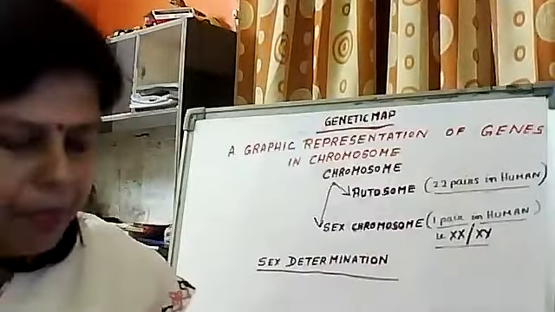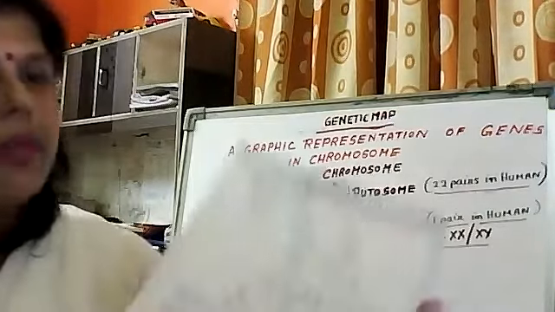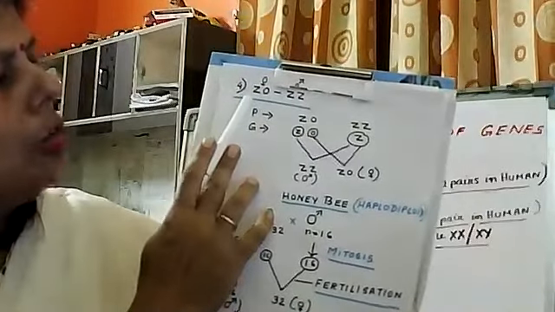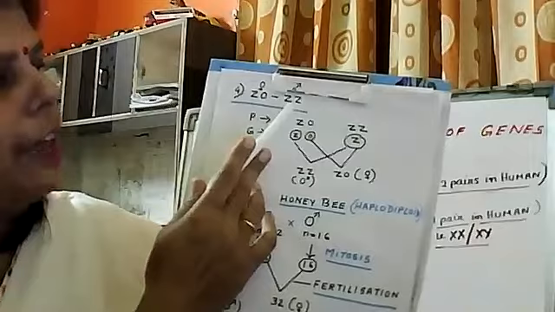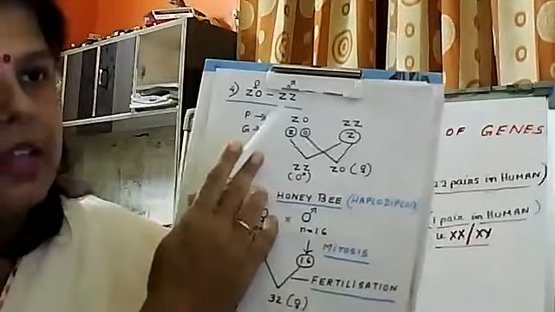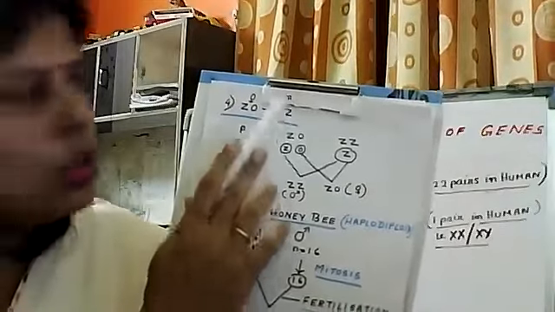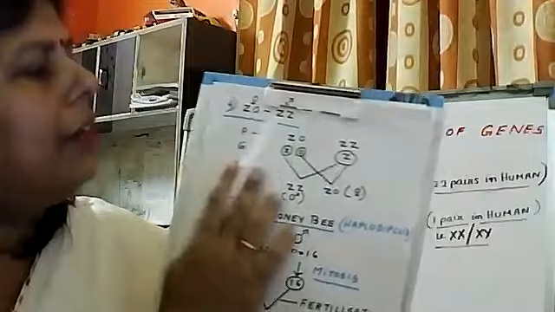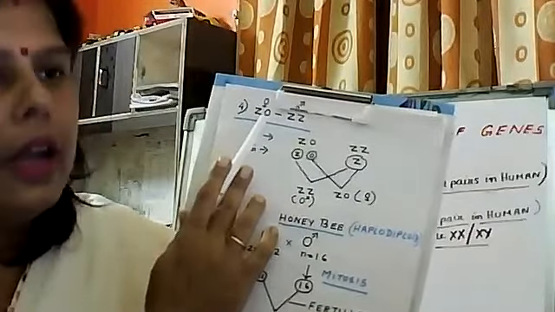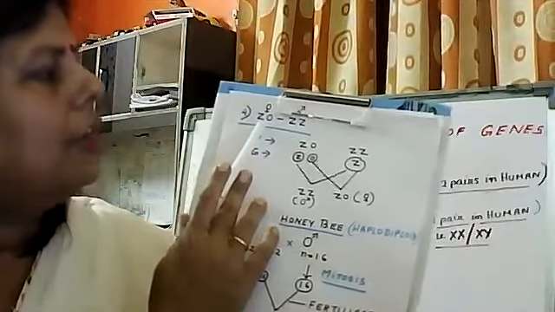Then another type is there which is not given in your book, but if you go through some reference book you will come across it. This one is of Z0 and ZZ type. Here, in some insects, some butterflies and moths, many types are there, and some groups have this combination. Here 0 means one chromosome is missing. So it is Z0, and that is present in case of female.